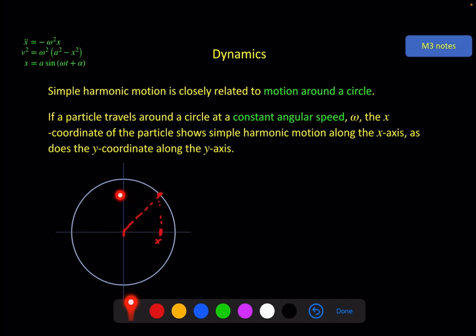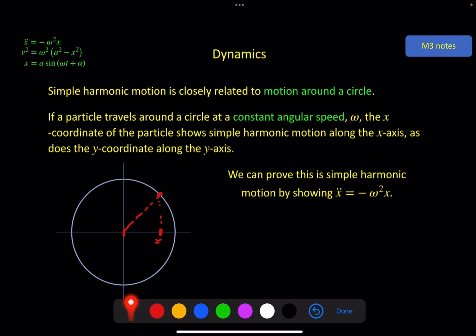And also with the y-axis, the y-coordinate will be doing this with simple harmonic motion as well. So simple harmonic motion and motion around a circle are almost the same thing viewed from two slightly different perspectives. And we can prove that this is simple harmonic motion by showing that this equation holds true.